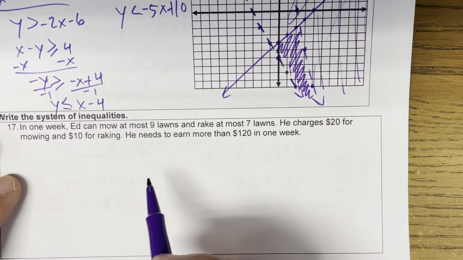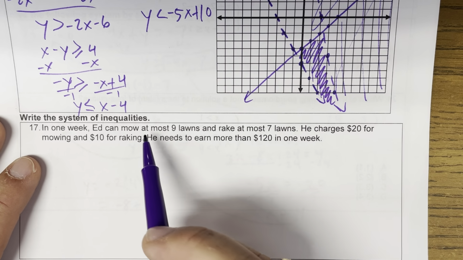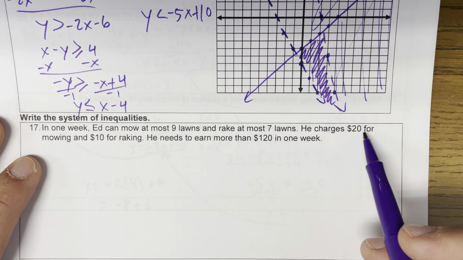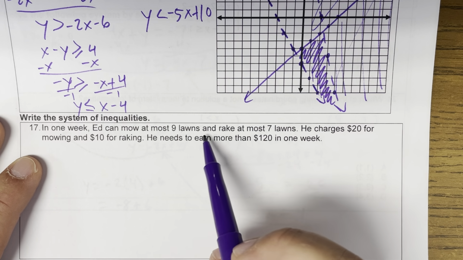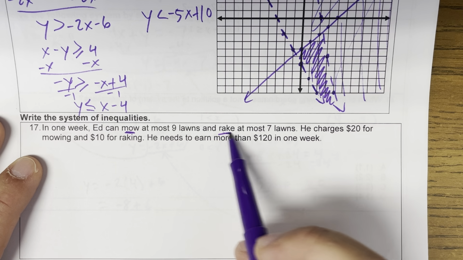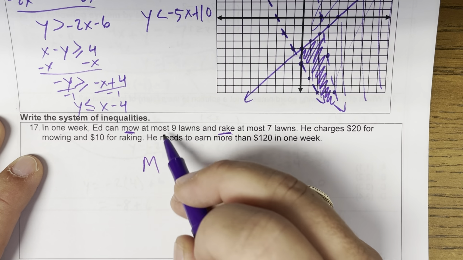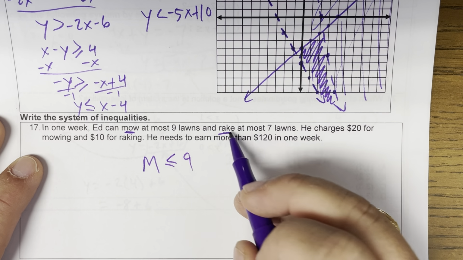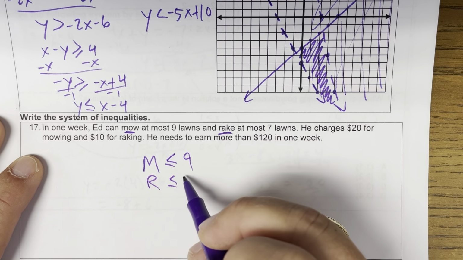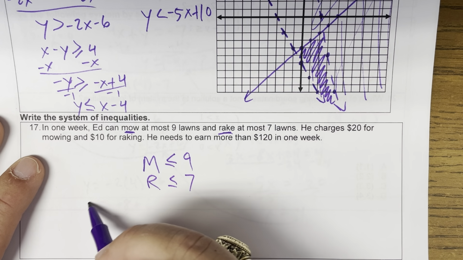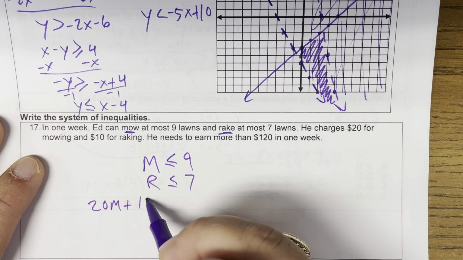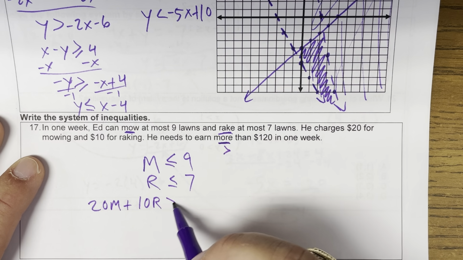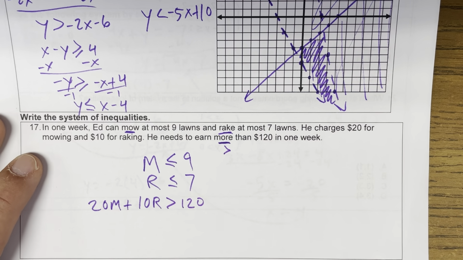So now we're going to write the system of inequalities. So it says in 1 week, Ed can mow at most 9 lawns and rake at most 7 lawns. He charges $20 for mowing, $10 for raking. So my variables are mowing and raking. And he can mow at most 9 lawns. So he can't mow over 9, but he can mow up to 9. He can rake up to 7. And he charges $20 for mowing, $10 for raking, and he needs to earn more, that's greater than, $120. So there's my inequalities right there.